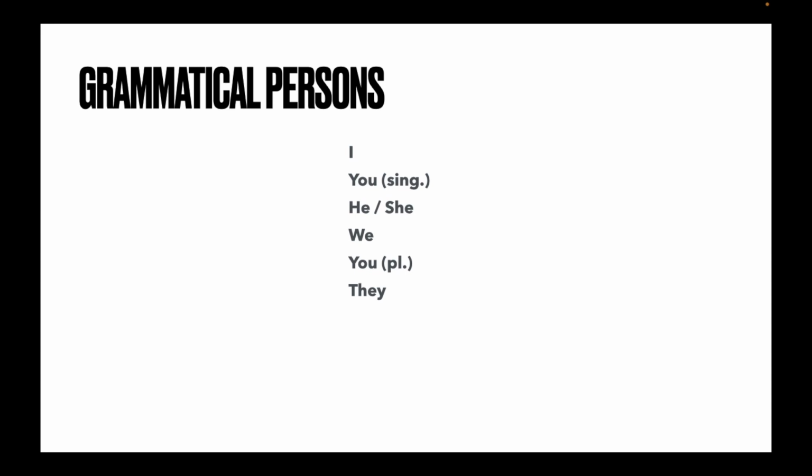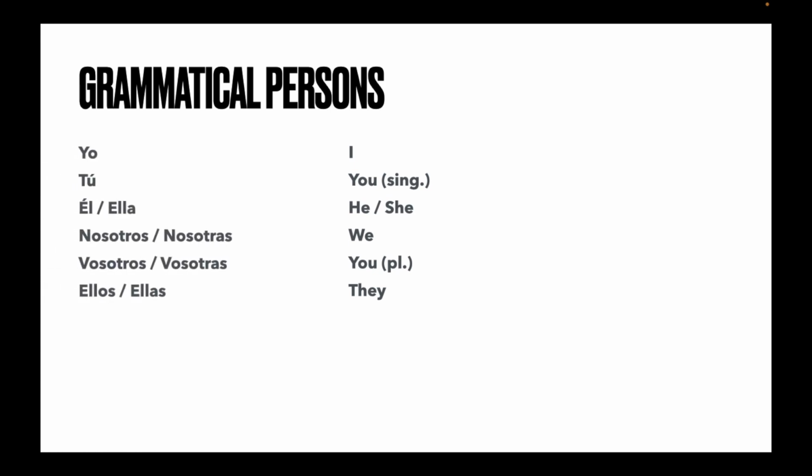First person plural, which means me and more people, is we. Second person plural in English is also you. So you can mean either you, one person, or you, all of you, like you, a group of people. And the third person plural in English is they. In Spanish, those are going to be yo for I, tú for you, singular for only one person, él or ella for he or she, nosotros or nosotras, we have male and female, for we, vosotros or vosotras for you all, you plural, and then ellos, ellas for they.